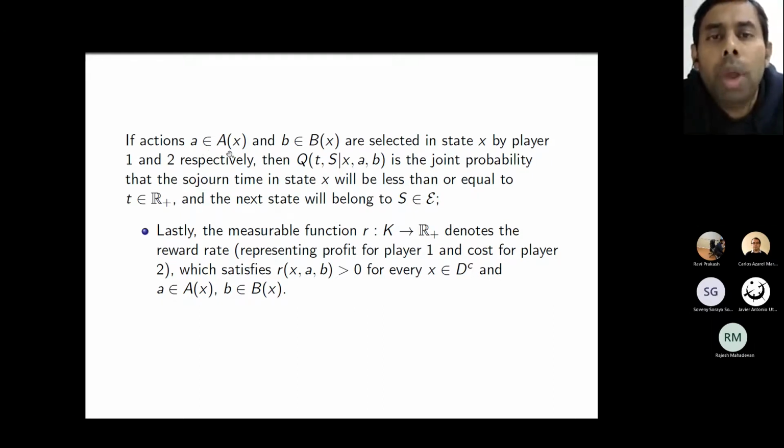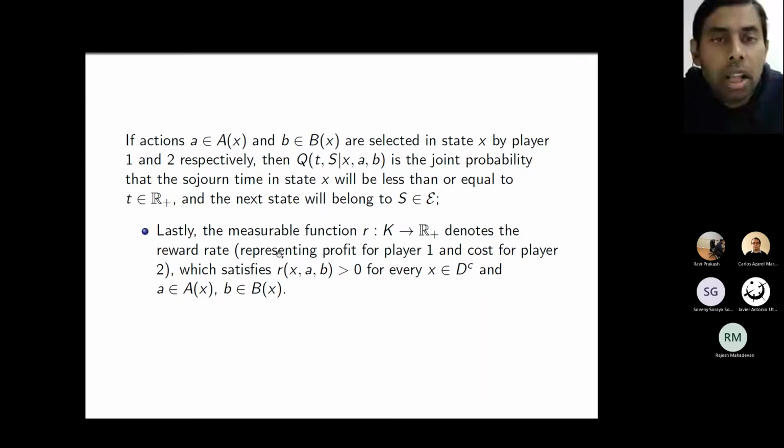Now let me describe the evolution in slightly more detail. Say actions A belonging to A(x) and B belonging to B(x) are selected in state x by players 1 and 2 respectively. Then what is this Q(t, S | x, a, b)? This is the joint probability that the sojourn time in state x will be less than or equal to t, and the next state will belong to S. It will stay for a certain random amount of time, and then go to a new state. Remember, you are starting from x, and the actions chosen are a and b. Then the probability that the next jump will happen before time t, and the state after the jump will belong to S, where S is some Borel subset of E, is given by this quantity. So hopefully what this Q means is clear.